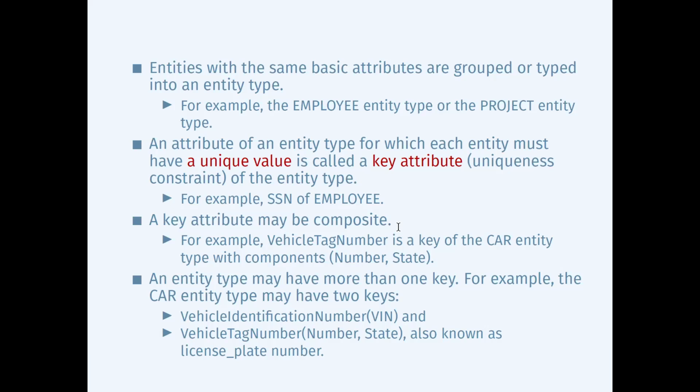Right. Sometimes your key attribute might be composite. That means you can have multiple components. For example, vehicle number is sometimes composed of two parts, the number and the state. And when you combine the two, you can make it a key attribute.